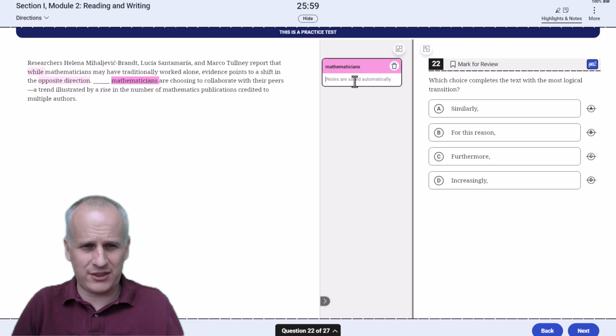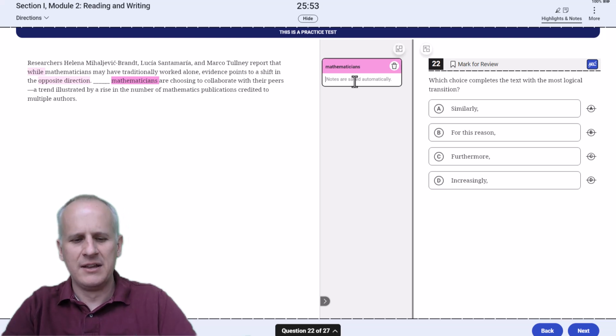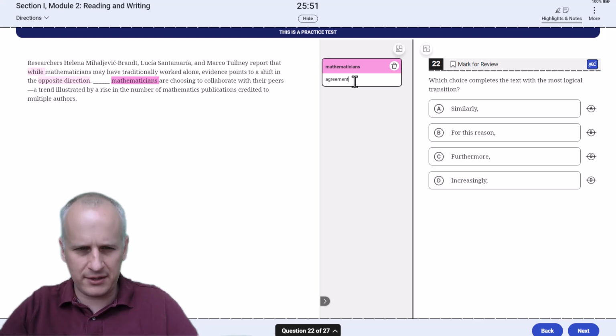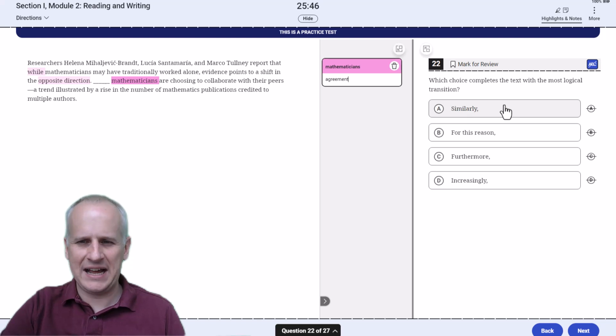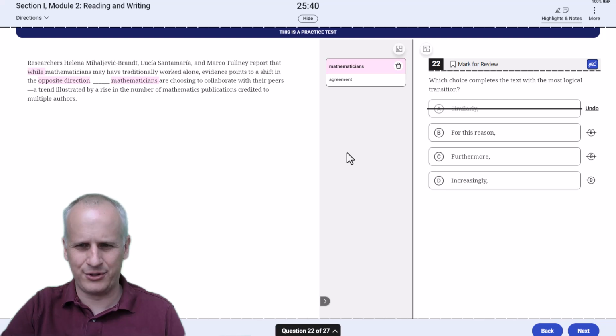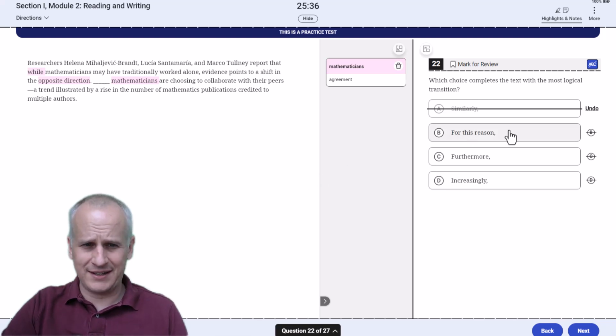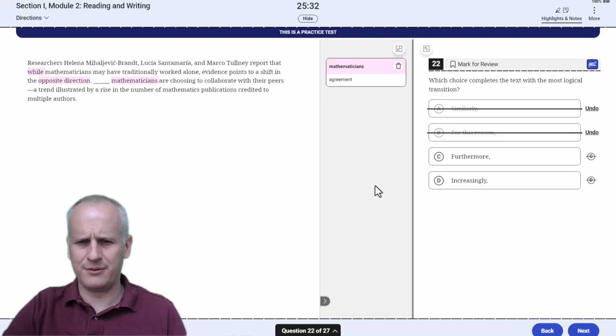So again, we've got the shift already mentioned before the blank, and mathematicians are choosing to collaborate as part of that shift. So we've got another agreement transition that needs to come here. Now, "similarly" is not going to be the correct answer choice, because even though it's agreement, it's not literally like a similar situation. So we can eliminate choice A for that reason. "For this reason"? No, it's not the shift that's causing the mathematicians to make the shift. So B just narratively doesn't make any sense.